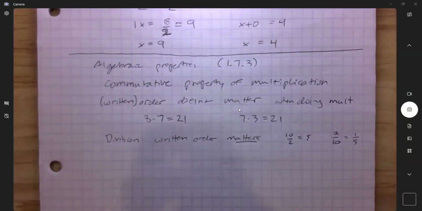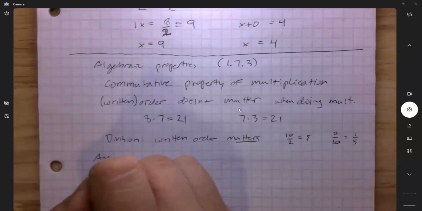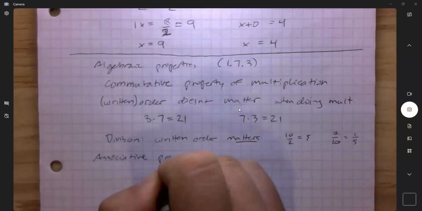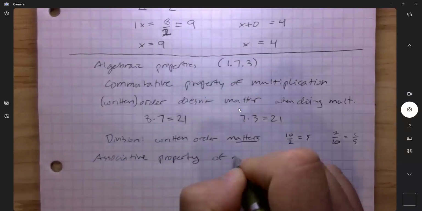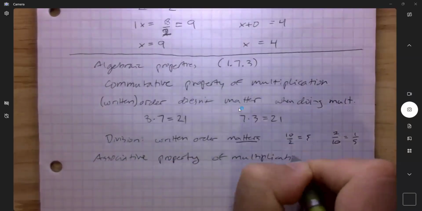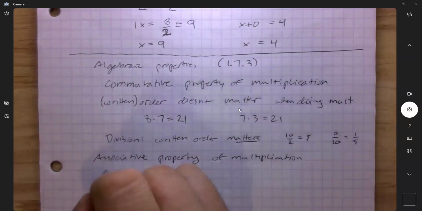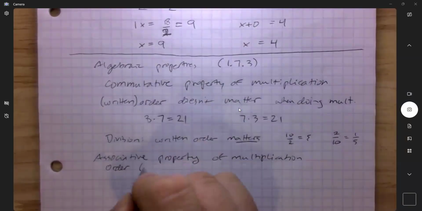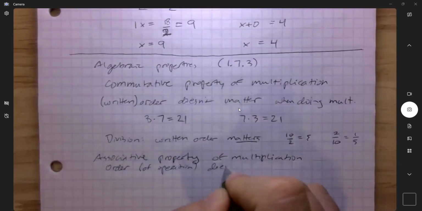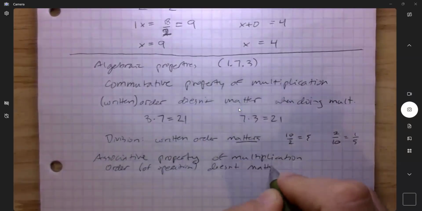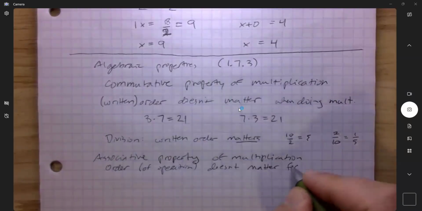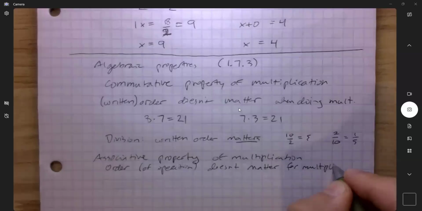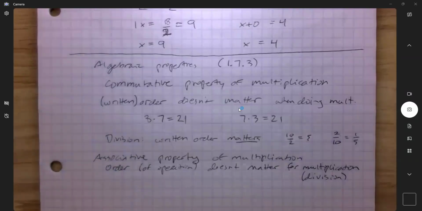Also in multiplication, we have the associative property of multiplication. And this property is, again, about order, but in this case, the order of operations doesn't matter for multiplication specifically. And in this case, it actually extends to division, but I want to focus on the multiplication.